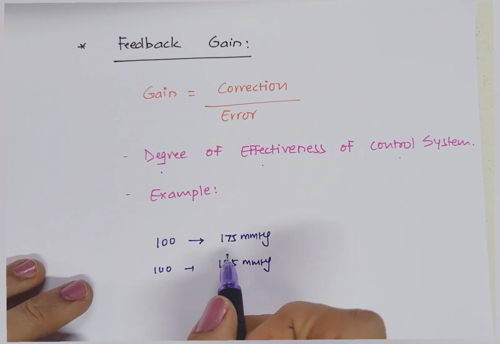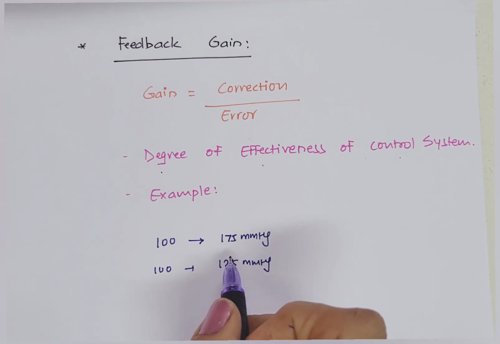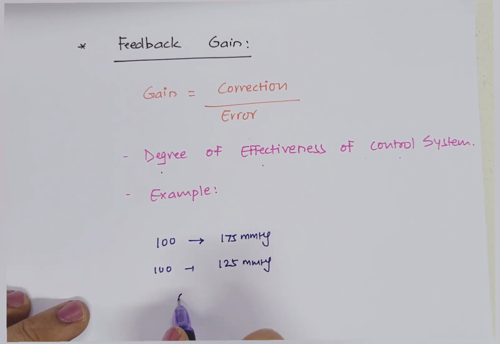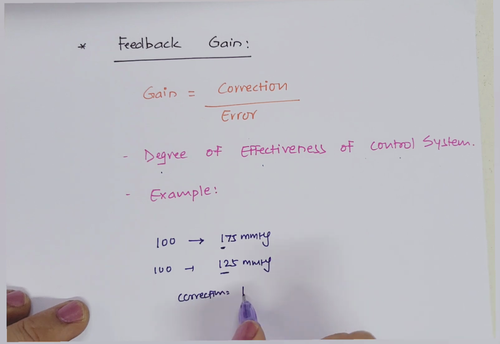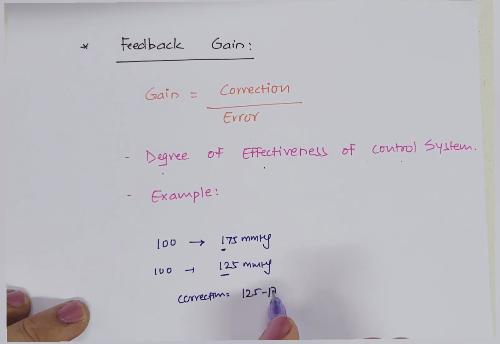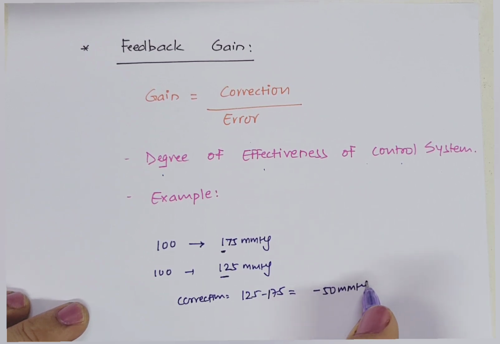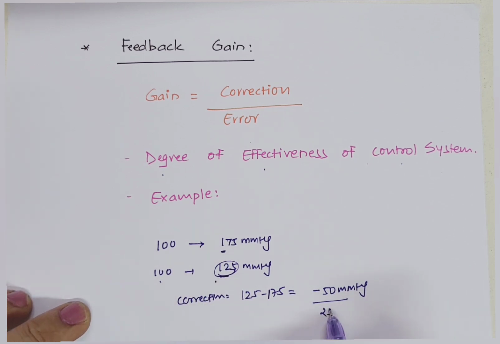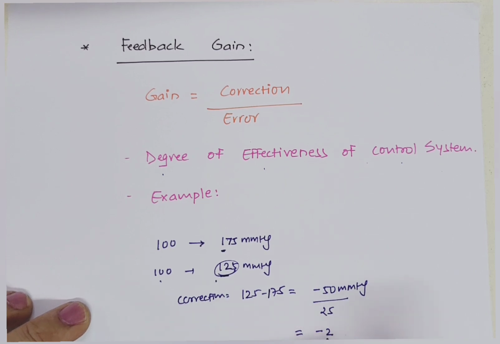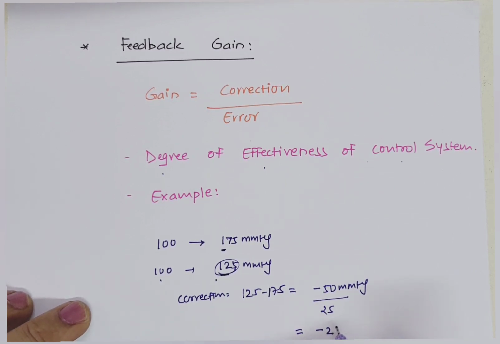Gain is equal to correction upon error. Correction, how much it is corrected, is equal to: instead of 175 it is 125. So 125 minus 175 means the correction is 50 mmHg by our baroreceptor mechanism, but 25 is not corrected, since from 100 it still reaches 125. So divided by 25, the gain is 2. If the gain is more, the effectiveness is more.